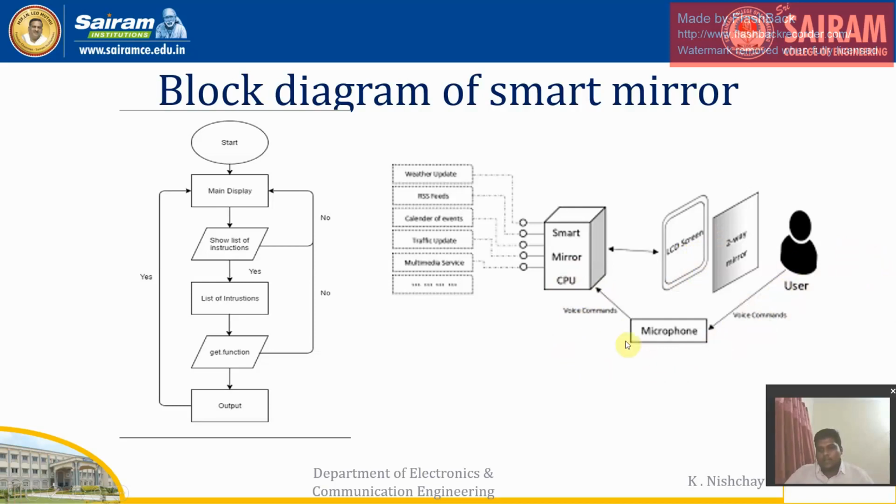This is the first step, and it sends to the smart mirror CPU. It recognizes what the user requires. At that extent, it serves the feeds between this instruction, it grabs the instruction and displays it on the screen, so that the person can see from the two-way mirror whether the required information is given by the smart mirror or not.